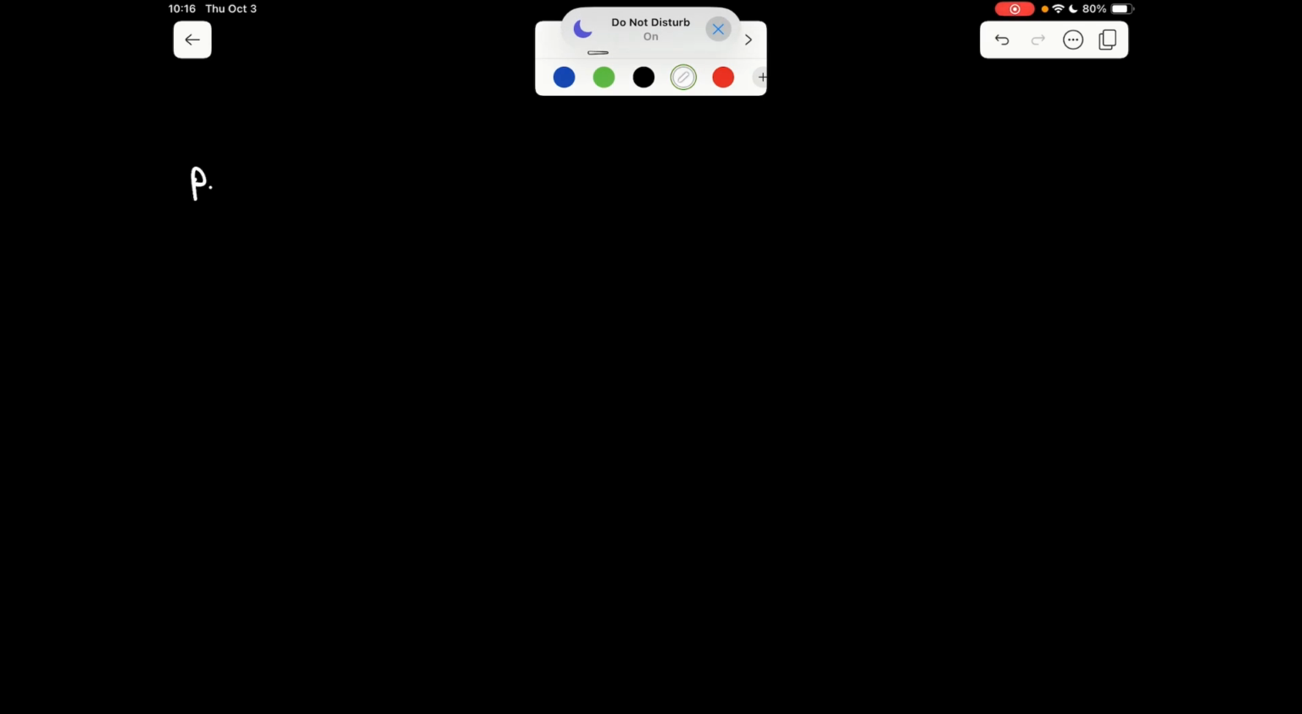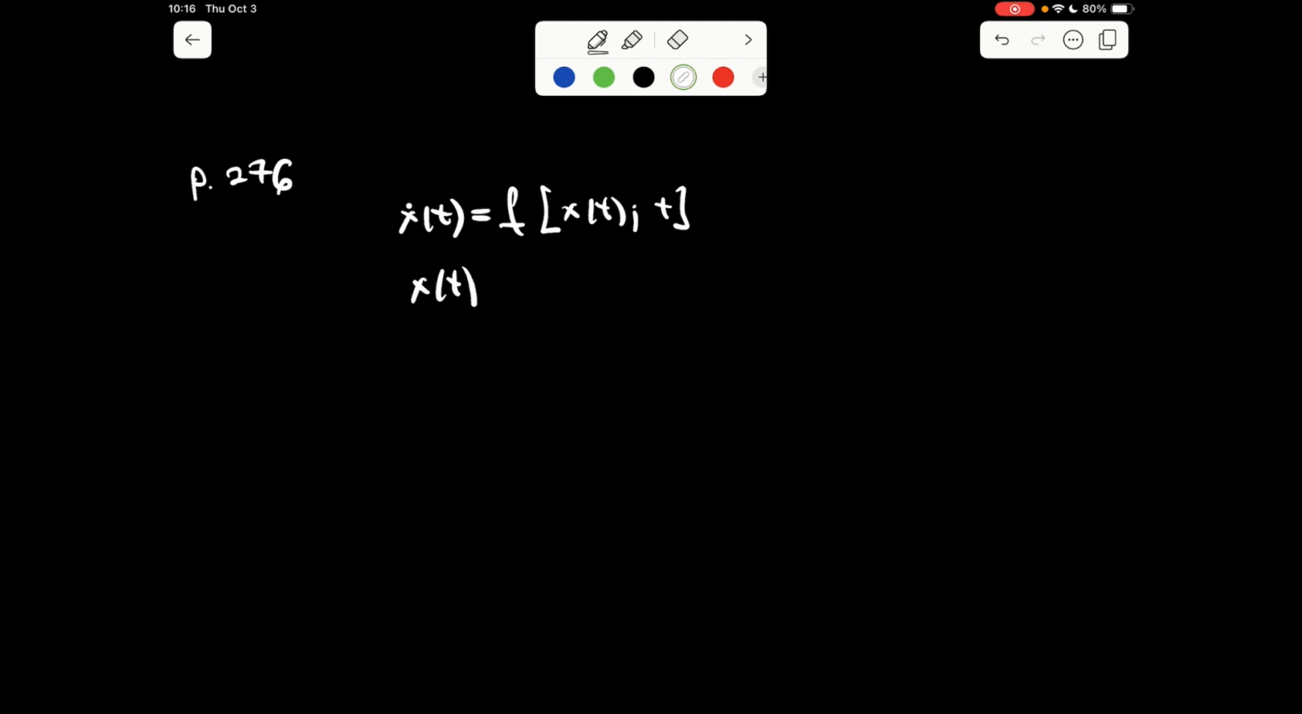Let's have a look at Luenberger's example from page 276. We have a differential equation in this form, and we are looking for the specific solution by which we can describe the dynamics of x. So let's think backwards.